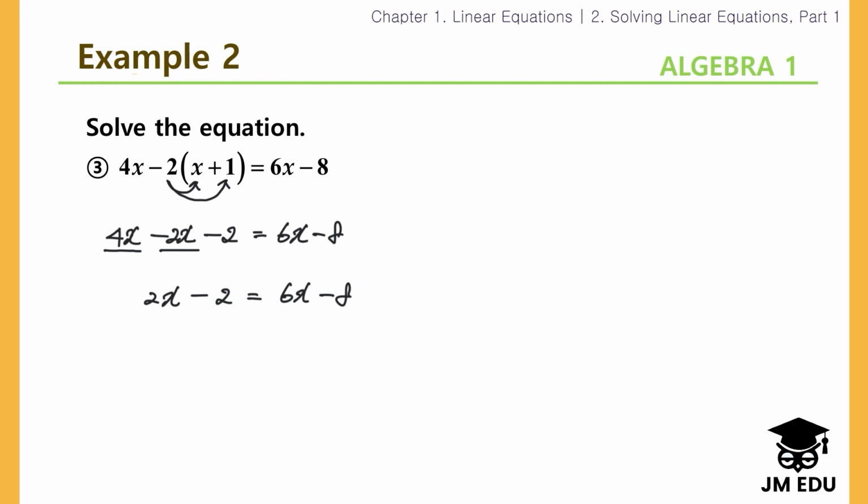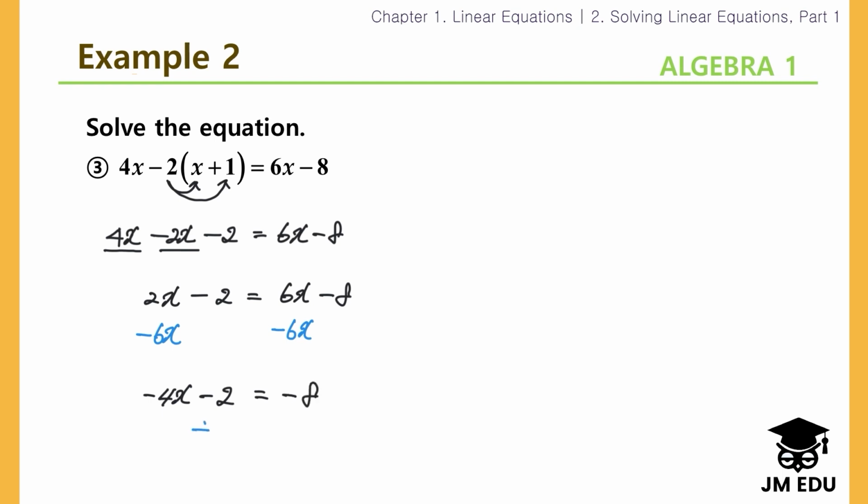So we're going to subtract 6x each side. So minus 6x, minus 6x. So 2x minus 6x, 2 minus 6, that's minus 4x. And we have minus 2 is equal to minus 8.